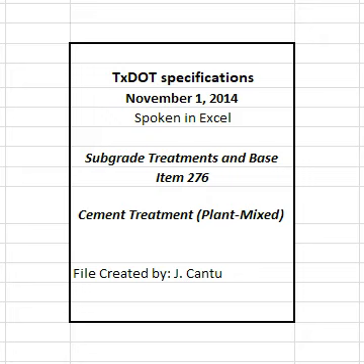Item 276. Cement treatment, plant mixed. 1. Description. Construct a base course composed of flexible base, hydraulic cement, and water, mixed in an approved plant.